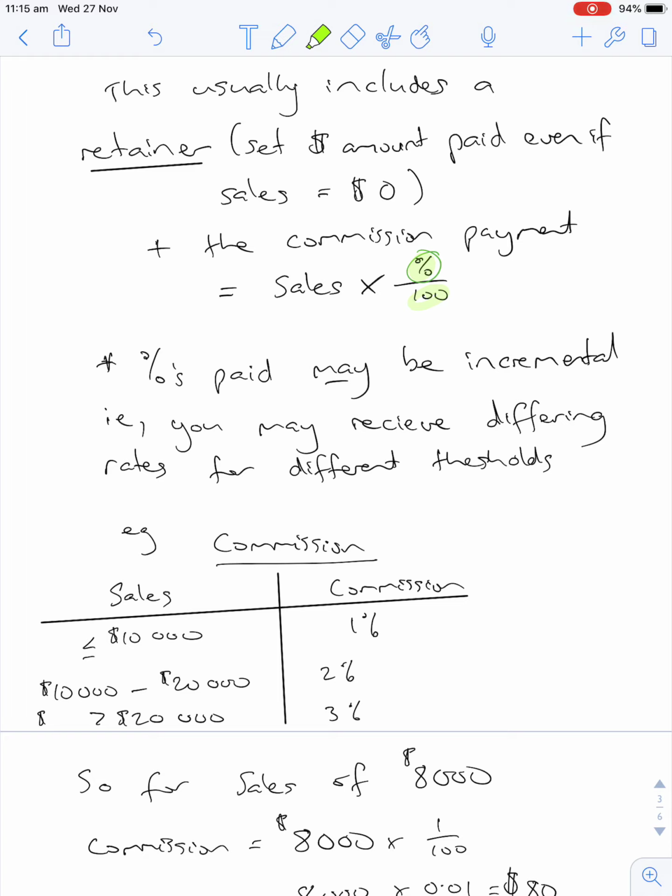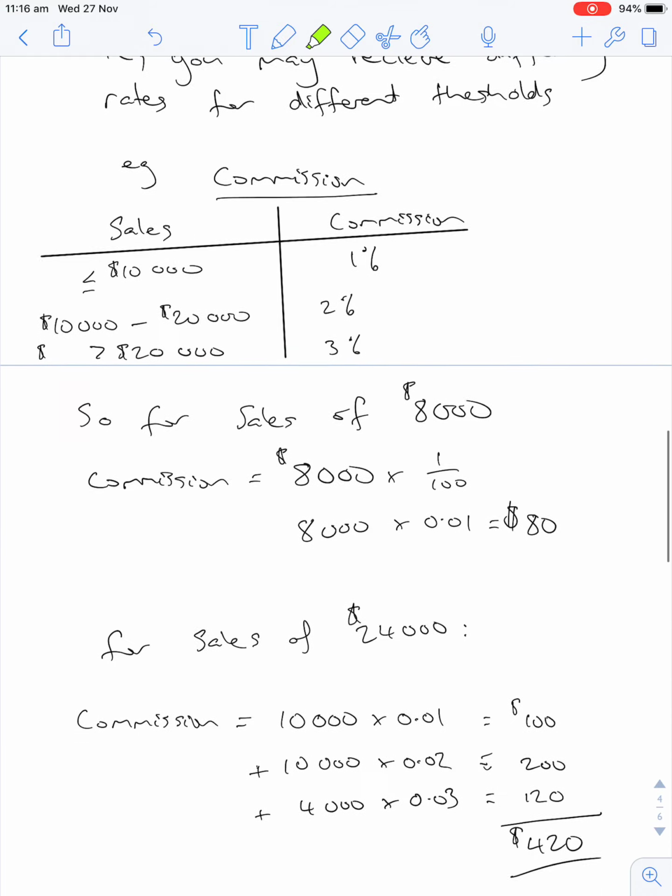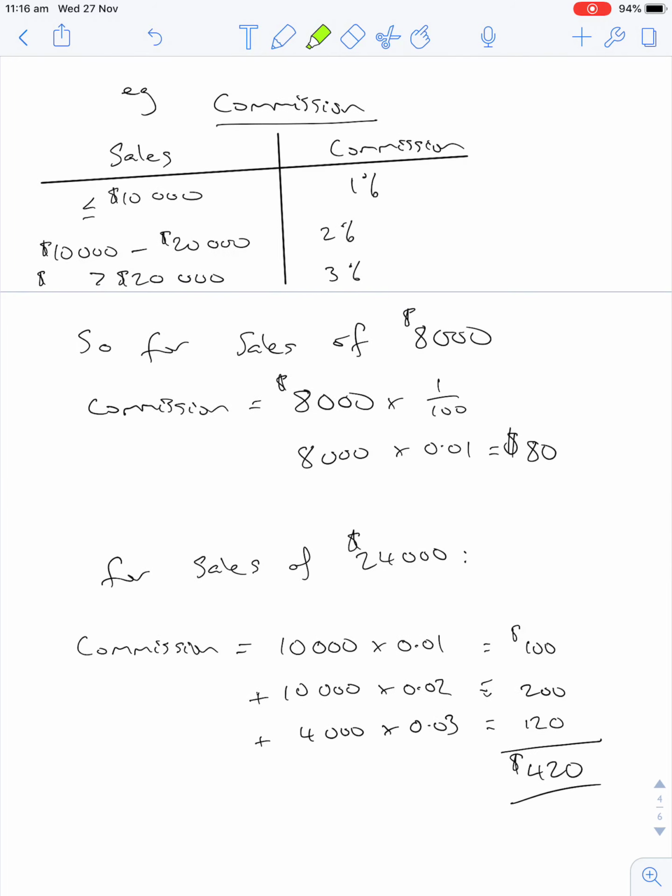However, most of your questions are going to be a little bit more complicated. They might have what we call incremental commissions, where you get paid a different percentage for different levels or thresholds that you hit in your sales. I've written you a little example here. If I was given this table, it tells me that for sales less than $10,000, I would receive 1%. But for all of my sales between 10,000 and 20,000, I'll receive 2%. And for sales greater than 20,000, I'd get 3%.